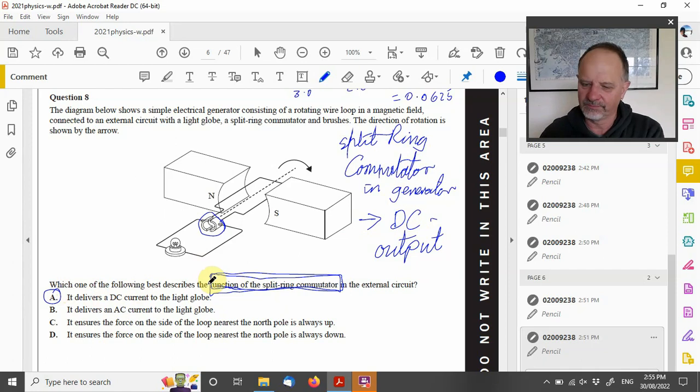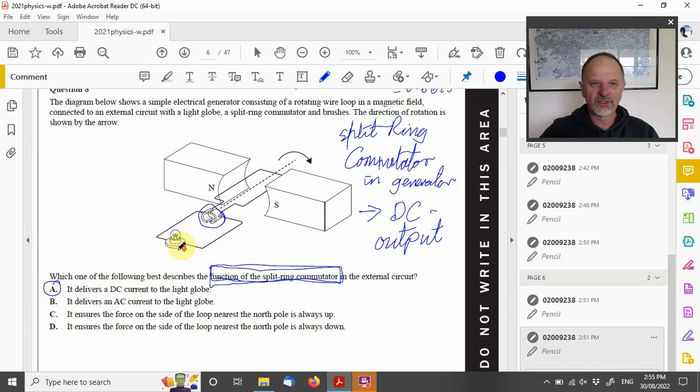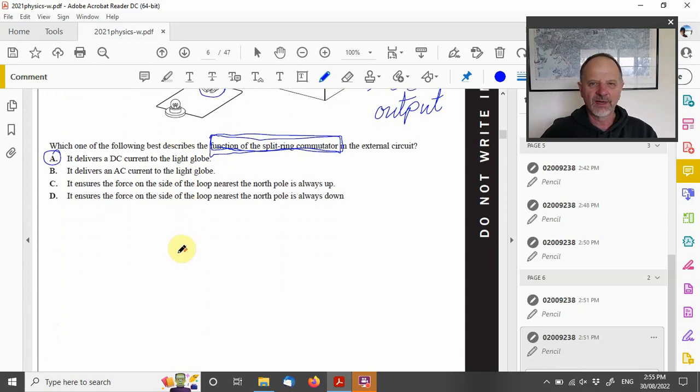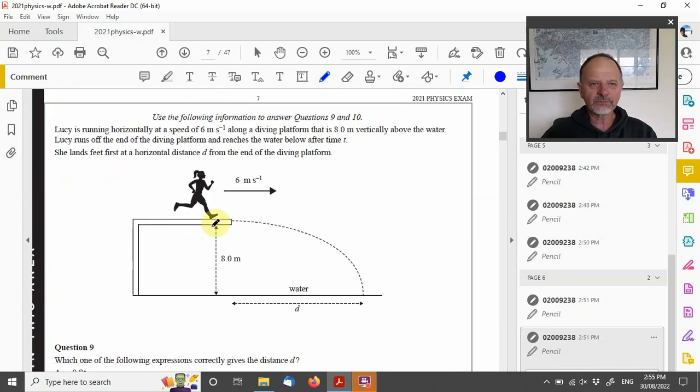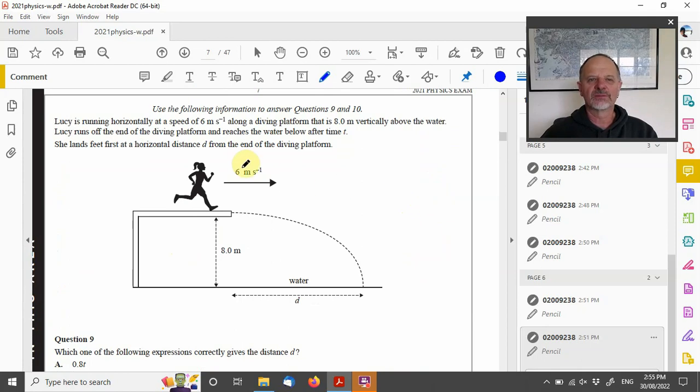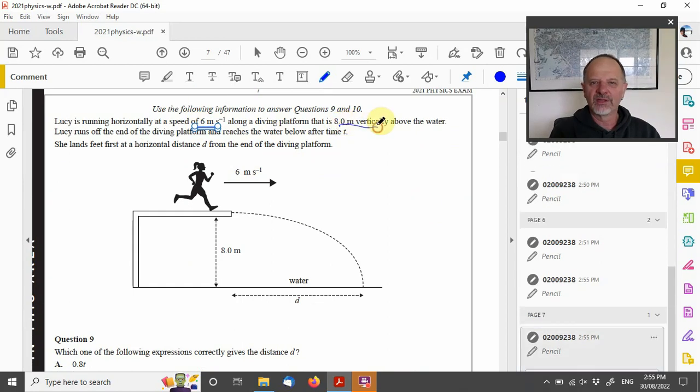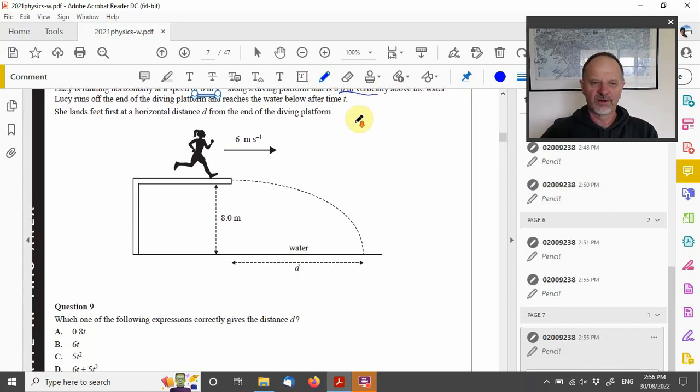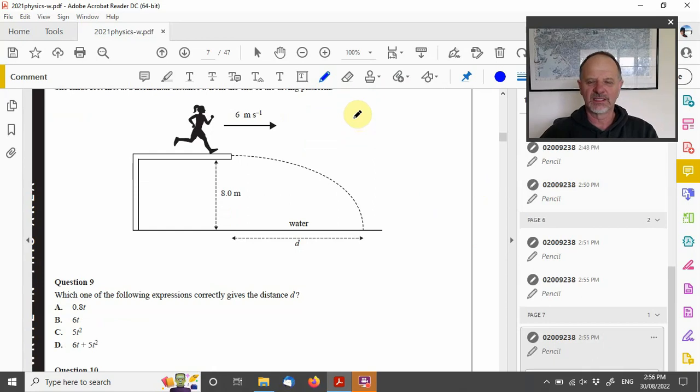All right, the next two questions, 9 and 10, relate to this information. Lucy is running horizontally at a speed of 6 meters per second. The platform is vertically above the water, 8 meters. Lucy runs off the end of the platform and reaches the water after a certain time. She lands feet first a certain distance away. Which of the following expressions correctly gives the distance D?